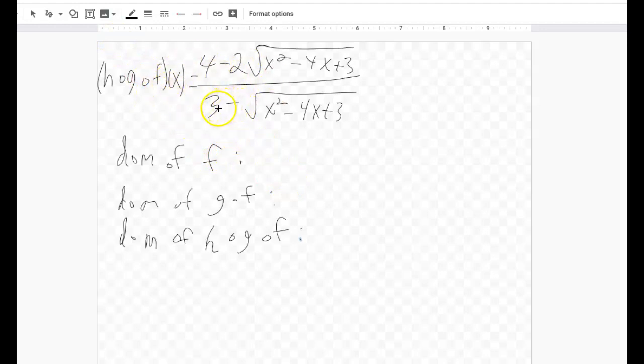Again, so we have our composed function here. The domain of f, which was x squared minus 4x, is all real numbers. The domain of g composed with f was the answer that we found in the previous video, which was negative infinity to -1 union 3 to infinity. And so now we want to find the domain of h composed with g composed with f. And so that's when we were saying we were going to solve this denominator equal to 0.